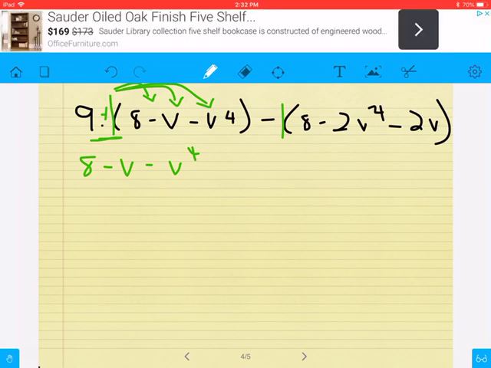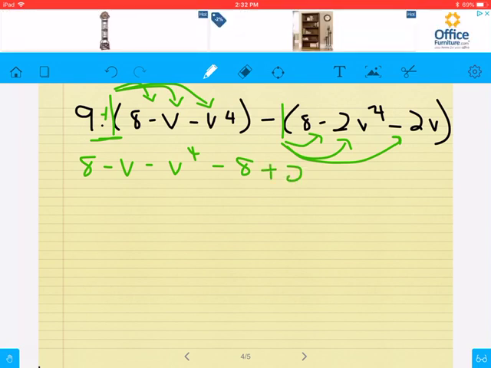But over here, we've got a negative 1, and we're still multiplying it by everything inside the parentheses. The numbers won't change, but the signs will. So negative 1 times positive 8 gives me negative 8. Negative 1 times negative v to the 4th gives me a positive 2v to the 4th. Oh, that's a 4 again. And then negative 1 times negative 2v is going to give me a positive 2v.